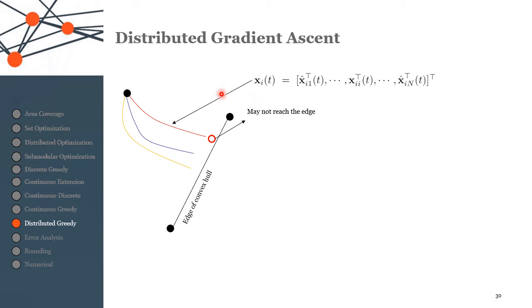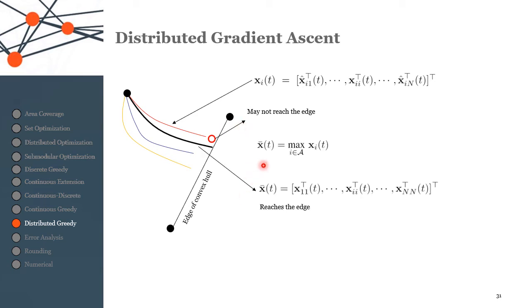Essentially, the trajectories may not reach an edge of the convex hull. However, if we take the maximum of all beliefs for all agents, we can get the vector x bar, and we can make sure that at time capital T, this x bar is going to reach an edge of the convex hull.